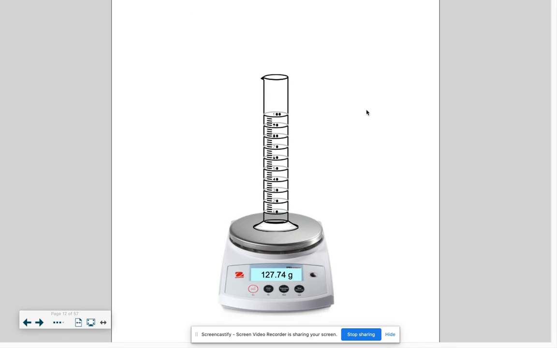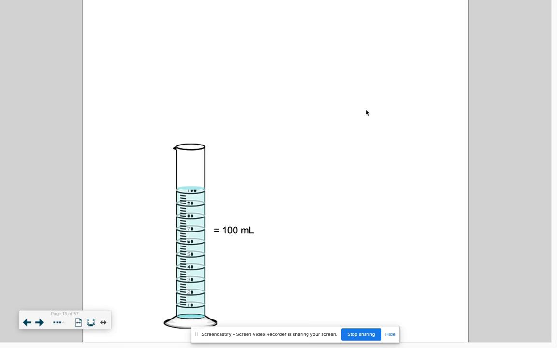Okay, so we go ahead, we put the graduated cylinder on the scale, and we get a value of 127.74 grams. Now, we're going to go ahead and fill that cylinder with 100 mils of water. We're going to pay attention to the rules that we have to follow when measuring a liquid in a graduated cylinder. And there are 2 important rules to keep in mind.